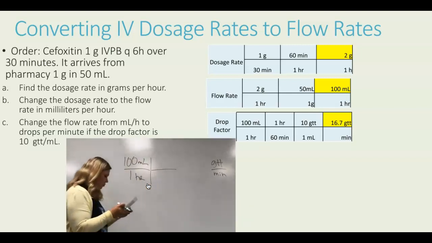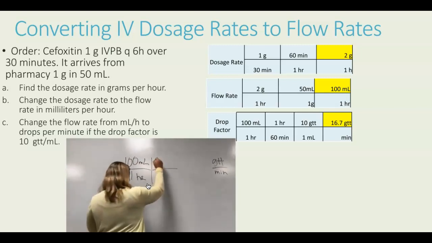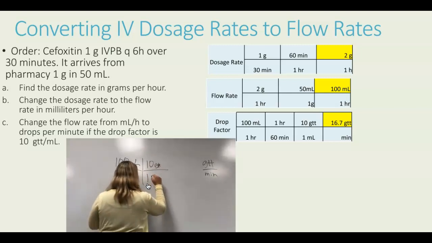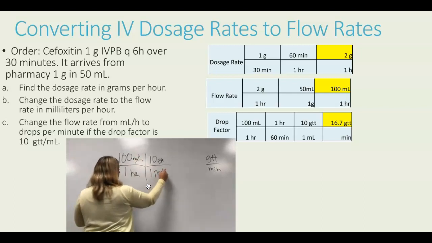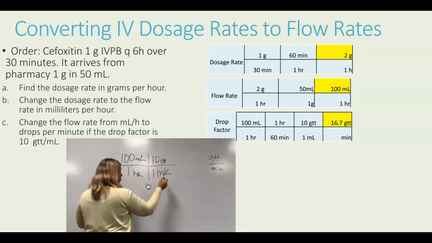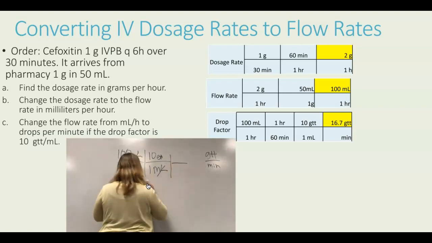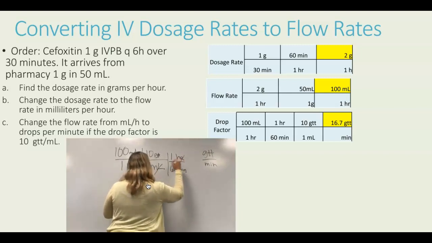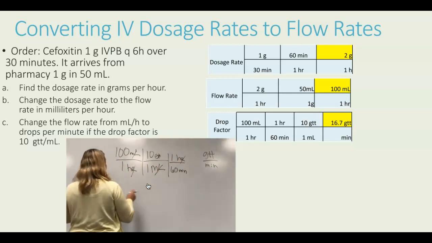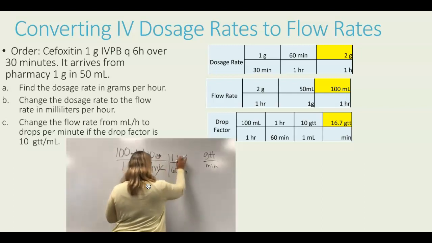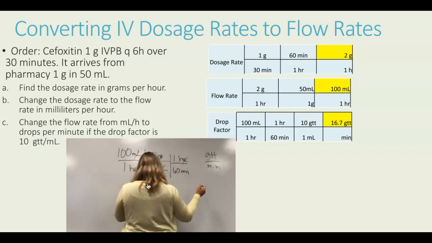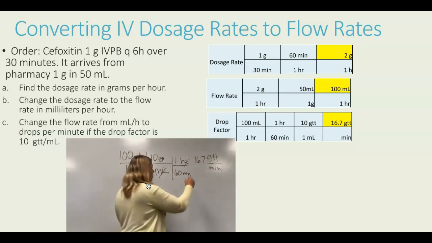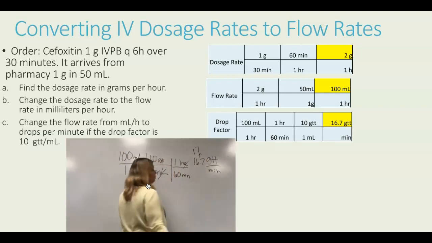So what's my drop factor? My drop factor is 10 drops per mil. I'm going to put these drops up here because that's going to match my problem. I've got 1 mil down here, and that will cancel my milliliters out. I'm left with drops over hour. We have one more conversion we can add in there to get to what we need: 1 hour, 60 minutes. Hours will go away. So I know I built my problem correctly. 100 times 10 times 1 divided by 60. If you do all that math, that's going to be 16.7 drops. Remember, you can't have 0.7 drops, so you're probably going to round this up to 17 drops per minute.